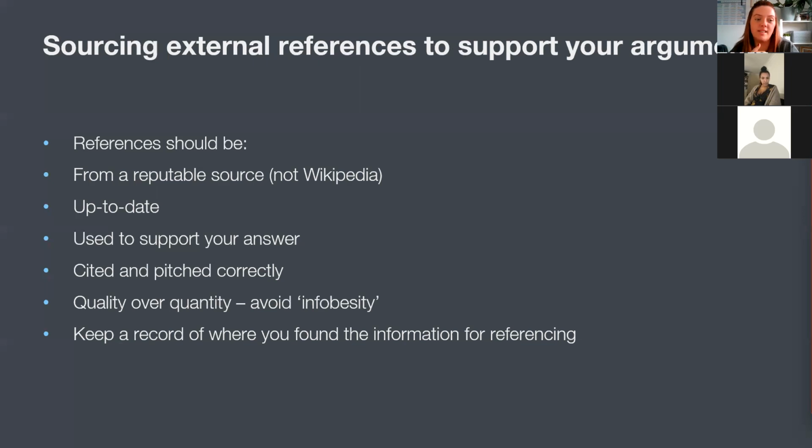Quality over quantity. Infobesity. I love that word. So quality over quantity is so important. Make sure that everything you've got in there is quality work. You're not just adding it in for the sake of your word count. Because like I said before, they're not going to mark you for it if it's not relevant. So it's a pointless exercise. Just make sure everything you write in is totally relevant.